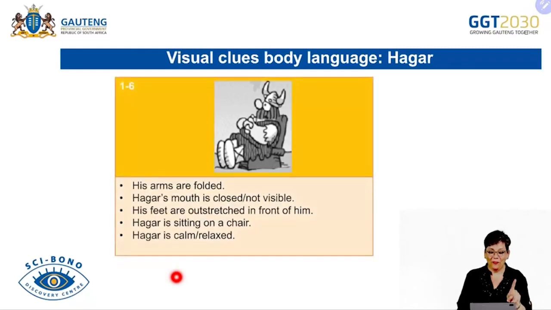You will see from frame 1 to frame 6, he hasn't moved. His arms are folded. His mouth is closed, or you could say it's not visible. His feet are stretched out in front of him. He's sitting in a chair. He's calm. He's relaxed. He hasn't moved a muscle. Helga is doing all these gestures, moving forward and backwards and pointing and everything. He's just sitting there, not moving a muscle.